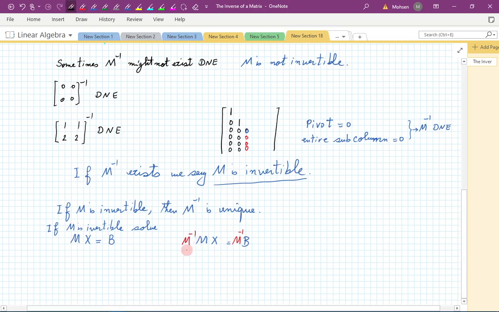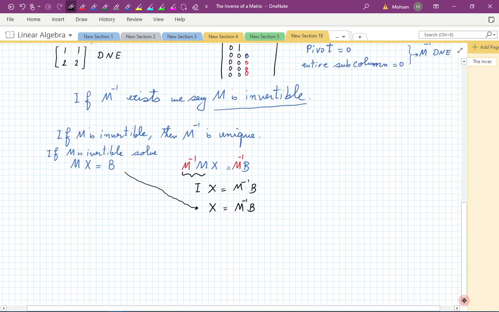Now why would you do that? Because M inverse times M, if these are inverses, is just identity. Identity times x, and identity times anything is just that thing. And you get x is equal to M inverse b. So now we want to be immediate in these steps: if Mx is equal to b, then x is equal to M inverse b.